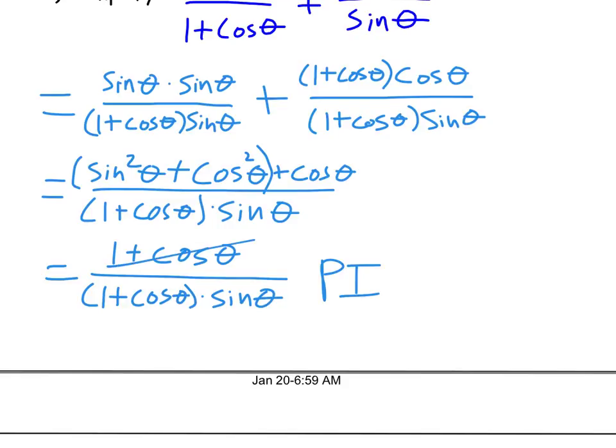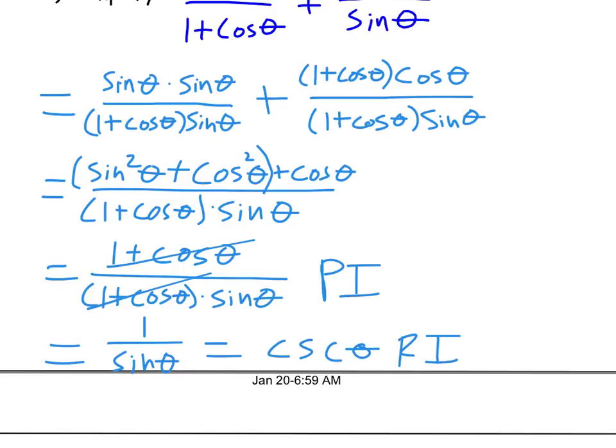Next step should jump out at us. Those are going to cancel. We have 1 over sine theta. Didn't use an identity there. And we can get to cosecant theta using the reciprocal identity. So coincidentally, like the last one, we do end up at cosecant.